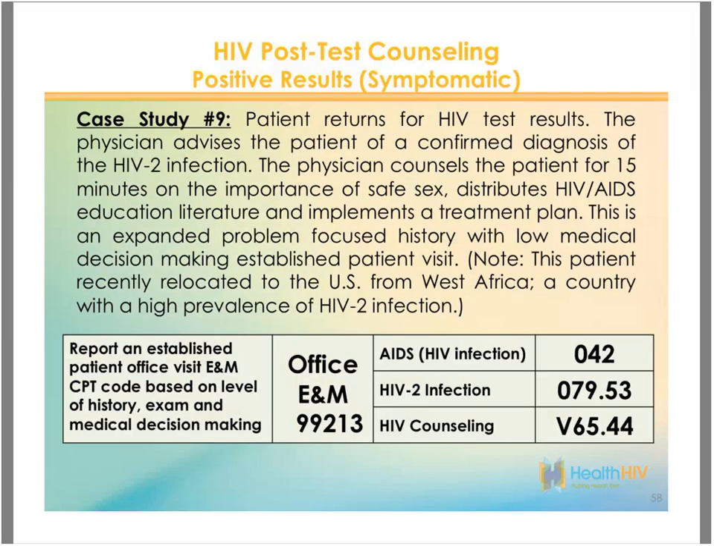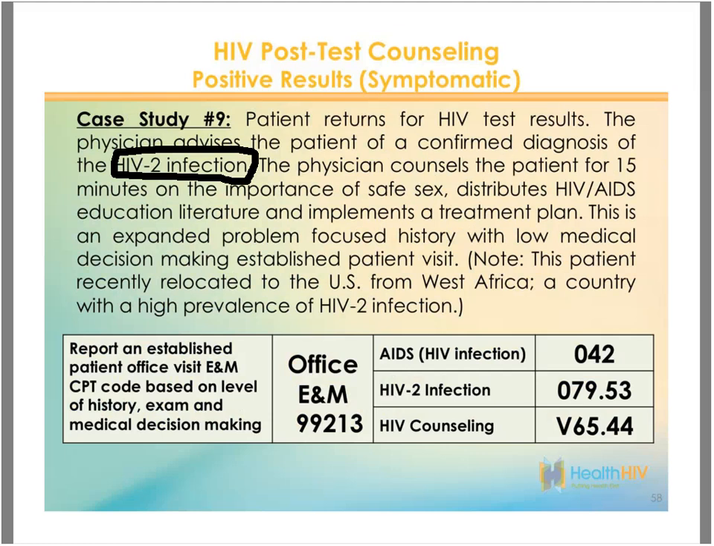This scenario describes a patient that has been diagnosed with the HIV-2 infection. So something that we didn't have on the prior slides when we did the webinar series 3 is that the HIV-2 infection is prevalent in West Africa. It's not typically something that's diagnosed here in the United States. So in this particular scenario, it was important to note that the documentation stated that the patient recently relocated to the U.S. from West Africa.